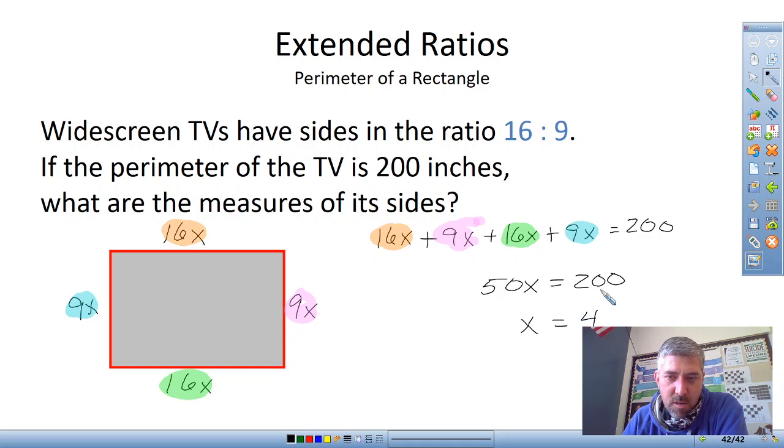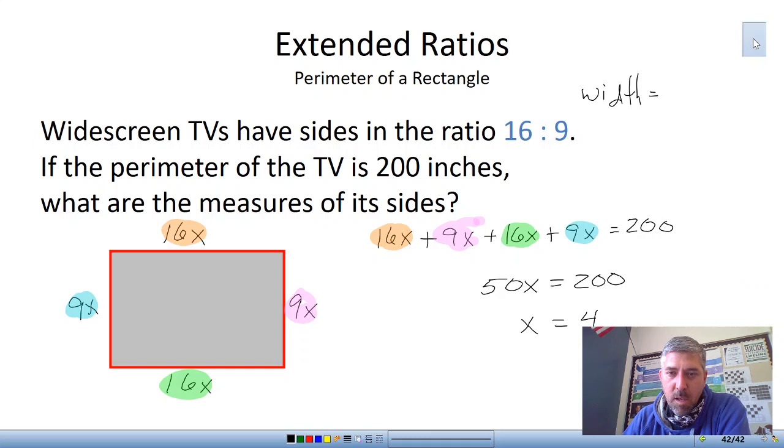So how big is the TV? Or how big are the sides of the TV, the width? All right, the width of this TV is going to be equal to 4 times 16, which is 64. And the height of this TV is 9 times 4, which is 36. So this TV is 64 inches wide and 36 inches tall. All right, there you go.